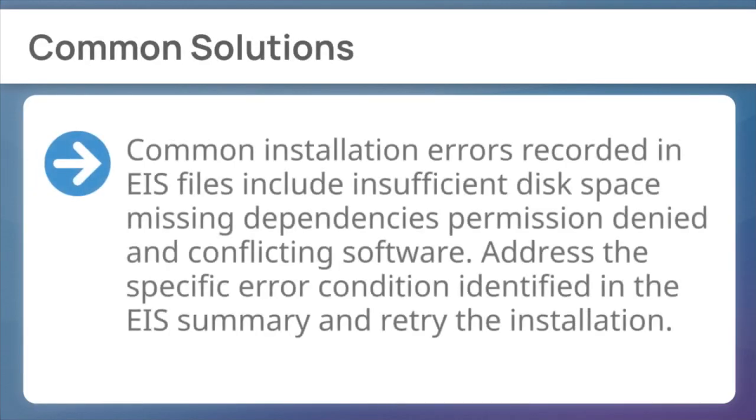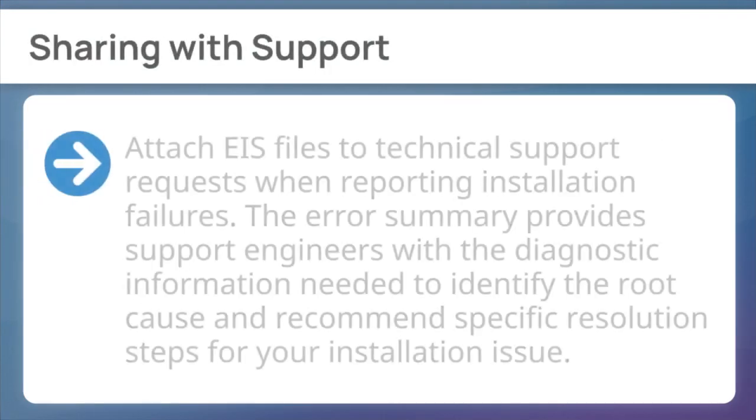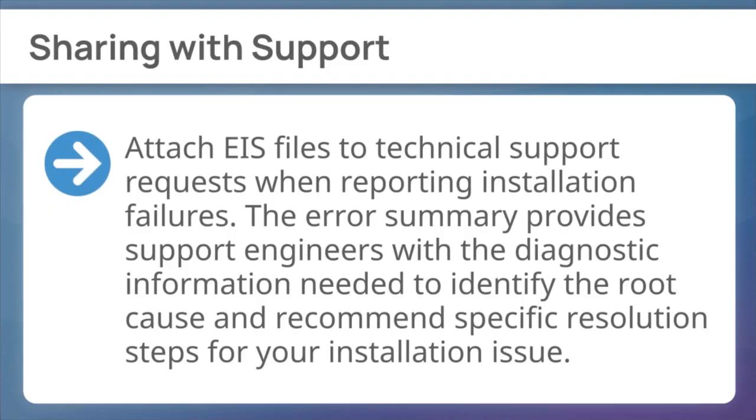Next, common solutions. Common installation errors recorded in EIS files include insufficient disk space, missing dependencies, permission denied, and conflicting software. Address the specific error condition identified in the EIS summary and retry the installation. Finally, sharing with support. Attach EIS files to technical support requests when reporting installation failures. The error summary provides support engineers with the diagnostic information needed to identify the root cause and recommend specific resolution steps for your installation issue.